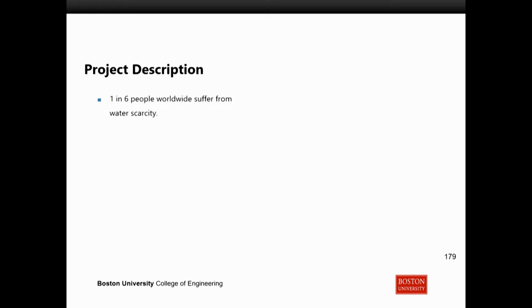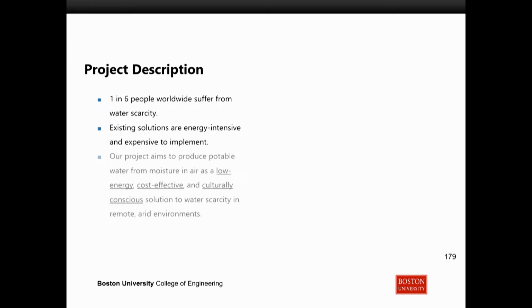So 1 in 6 people in the world suffer from water scarcity. And existing solutions are energy intensive and expensive to implement. These solutions might look like large-scale desalination plants or might look like pipelines going from freshwater bodies to cities or communities. But our solution aims to produce potable water from moisture and air in a low-cost, low-energy, as well as culturally conscious method. And this is characterized for remote and arid environments.